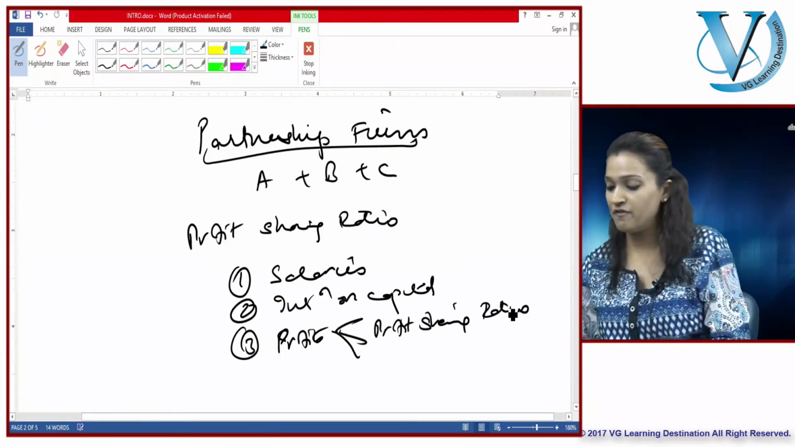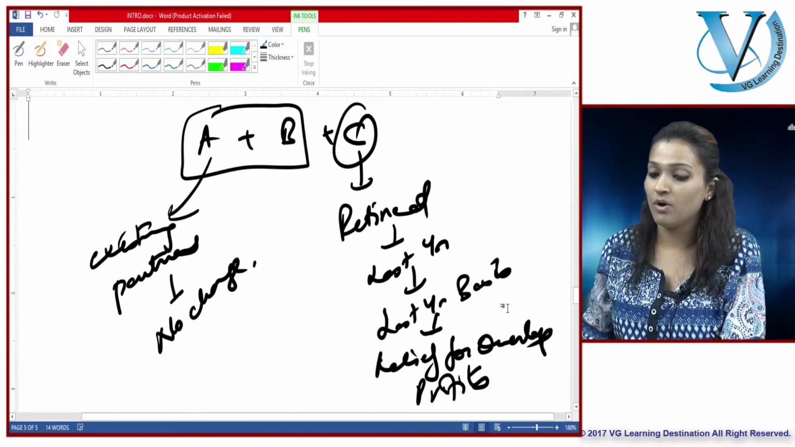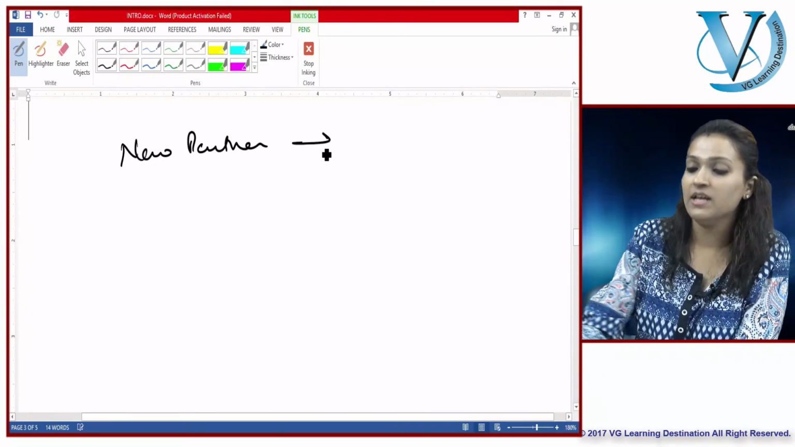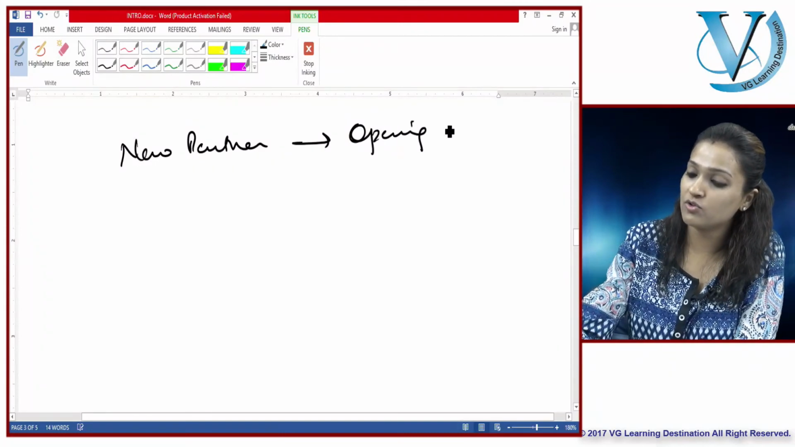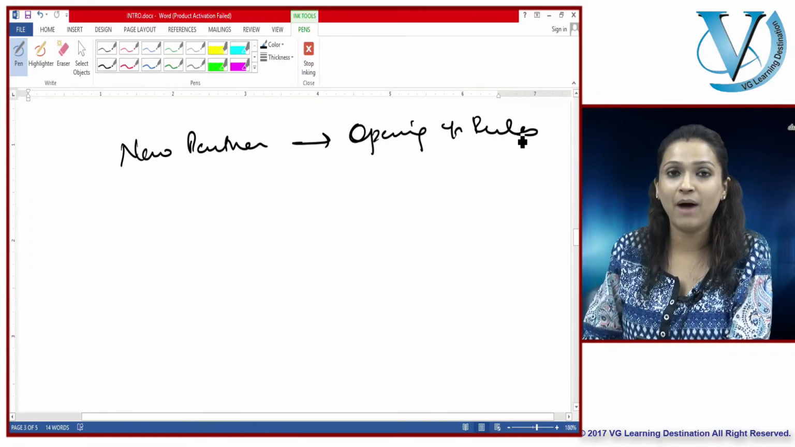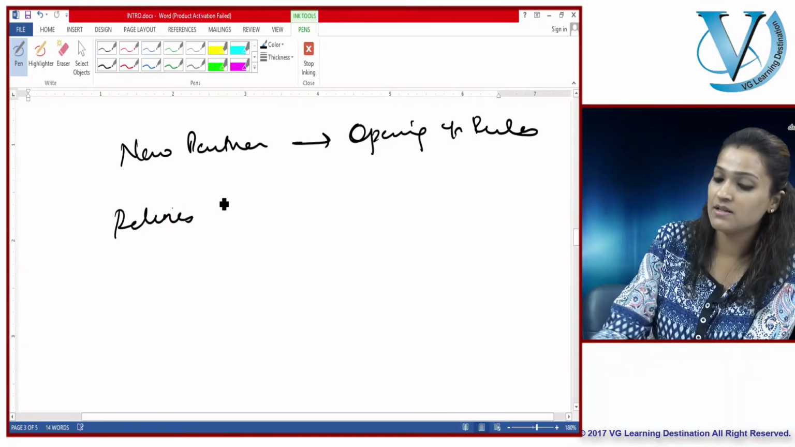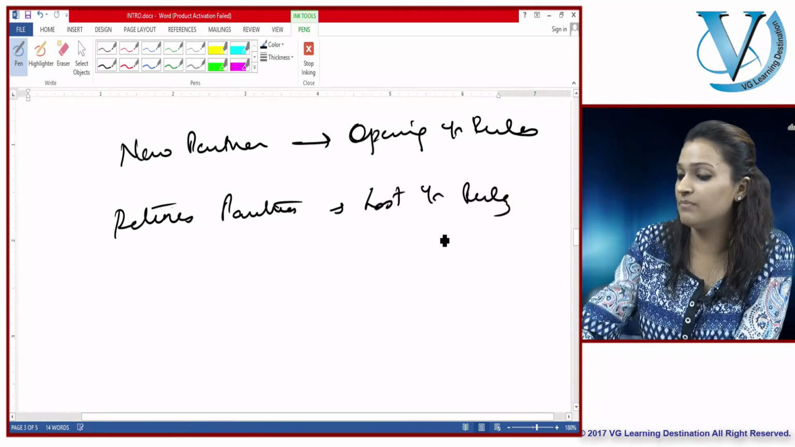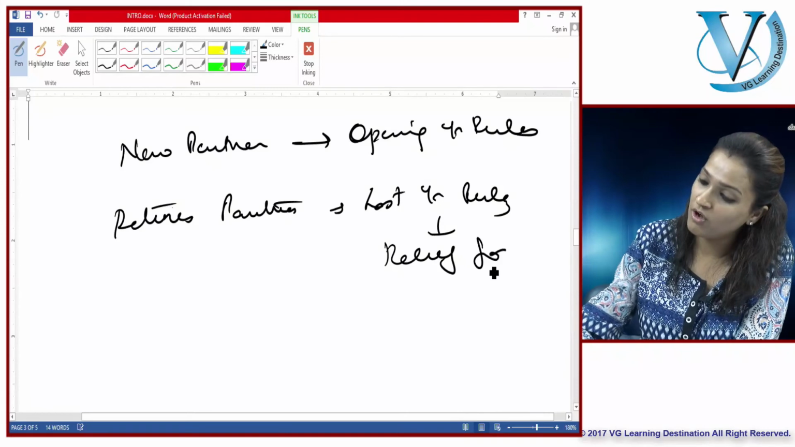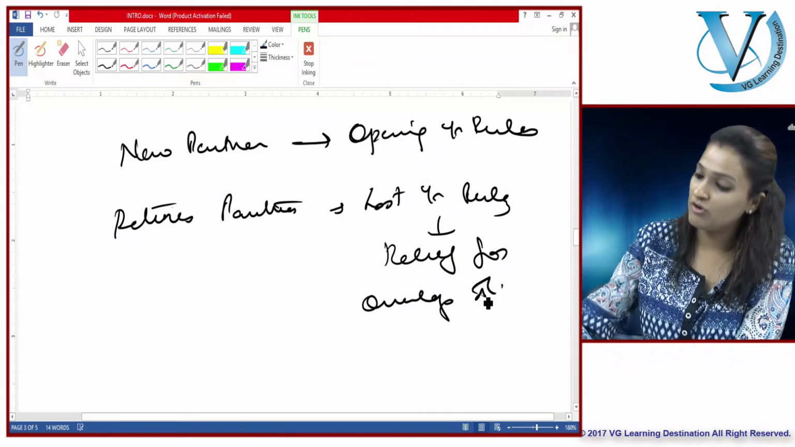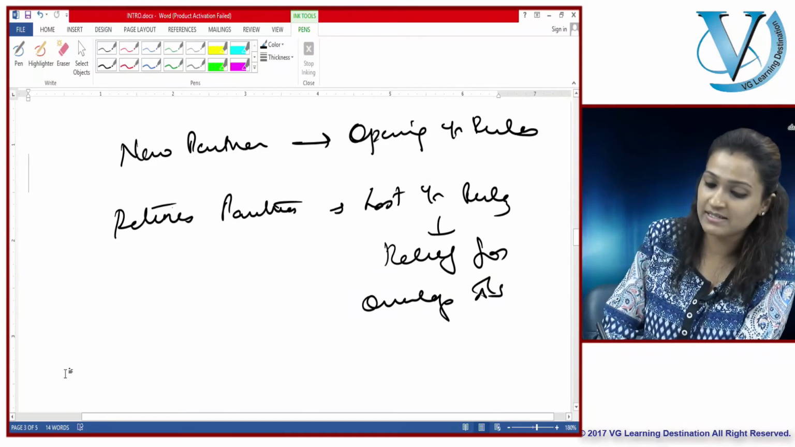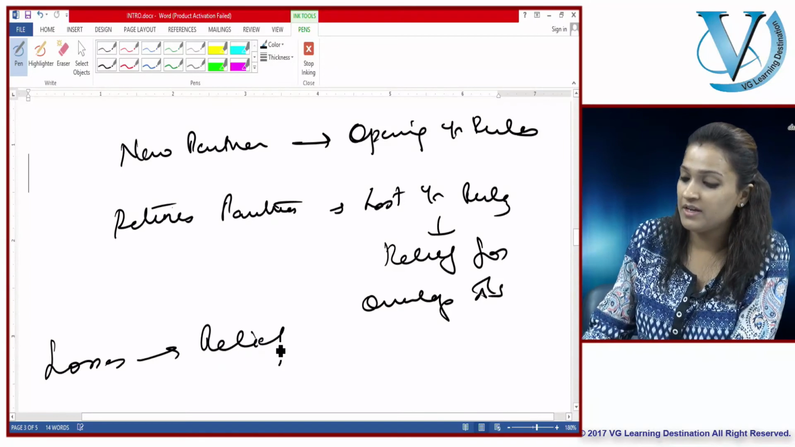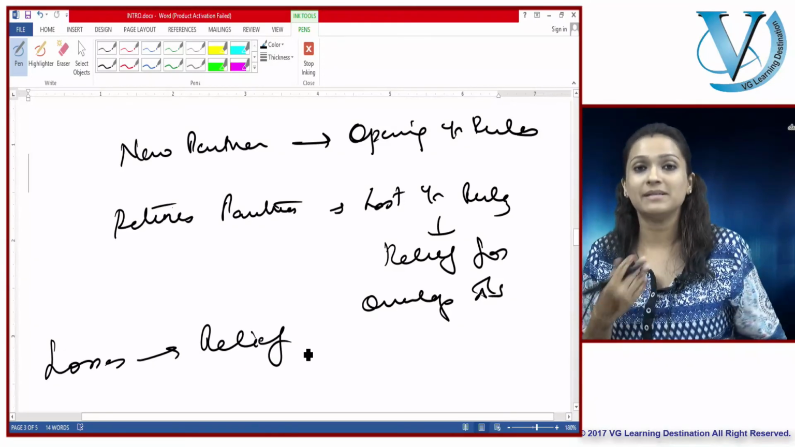If it's a new firm, a new partner that has come in, what do you do for new partners? A new partner that joins a business, you apply the opening year rules for the new partners. Any partner which retires from the business, you follow the last year rules for them, thereafter providing relief for overlap profits. Also in case of losses, you can claim relief depending upon what period of business we are at.